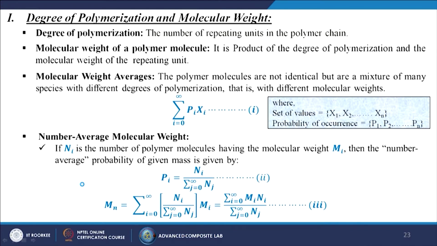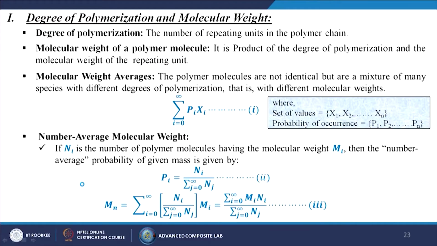What is the molecular weight of the polymer molecule? It is the product of the degree of polymerization and the molecular weight of the repeating unit. Then what are the molecular weight averages? The polymer molecules are not identical, but a mixture of many species with different degrees of polymerization, that is, with different molecular weights. So, how do we give this mathematically?